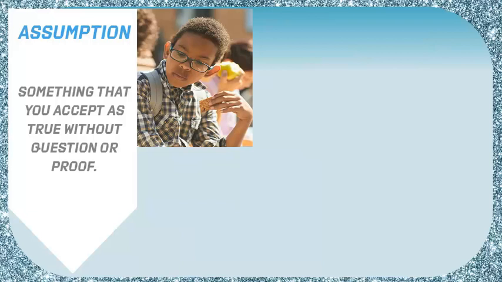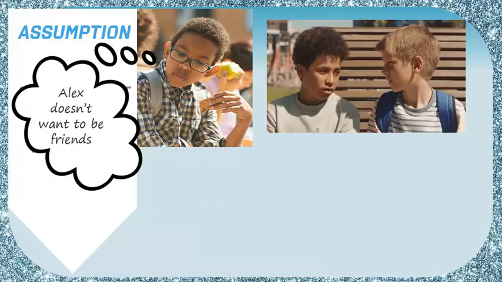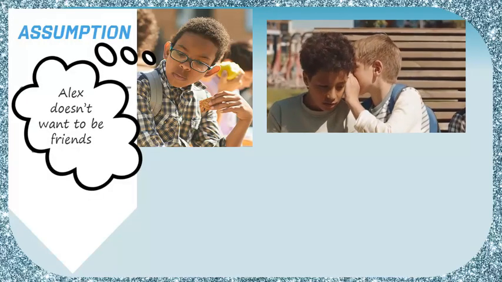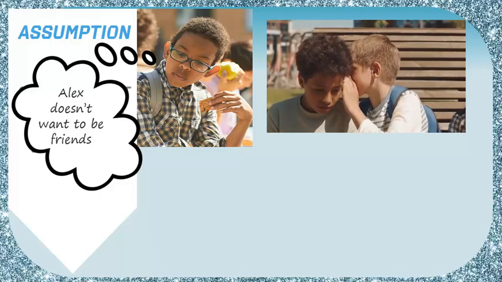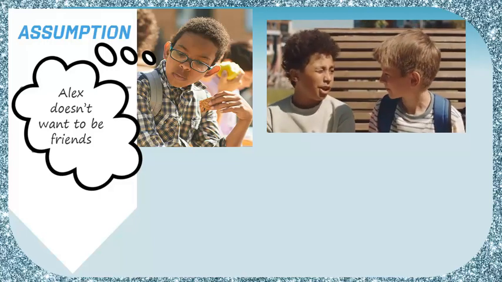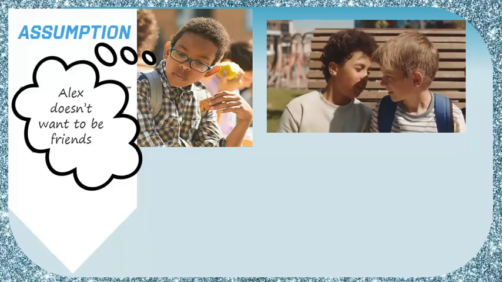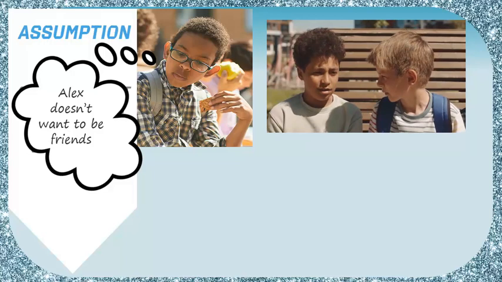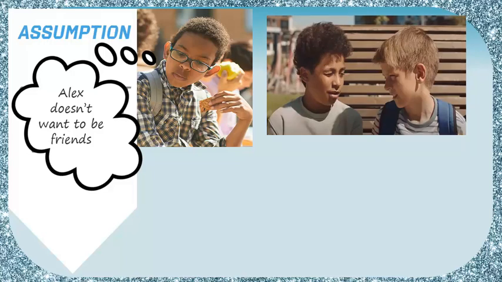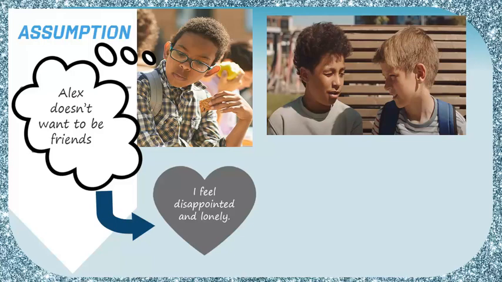Mike made an assumption. Because Alex didn't wait for him at recess, and then he saw Alex whispering with Dayton, he assumed that meant Alex didn't want to be friends with him anymore. Mike didn't have proof that Alex didn't want to be friends with him. He just thought it. That thought made him feel disappointed and lonely. Most of us would feel disappointed and lonely if we thought a friend didn't want to play with us. He acted on the thought and feeling by spending recess alone.